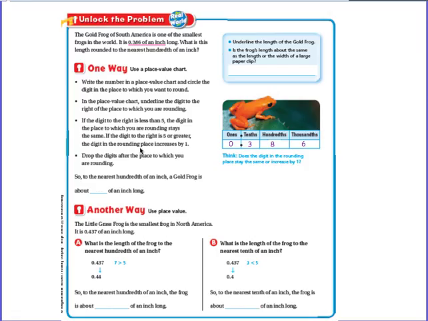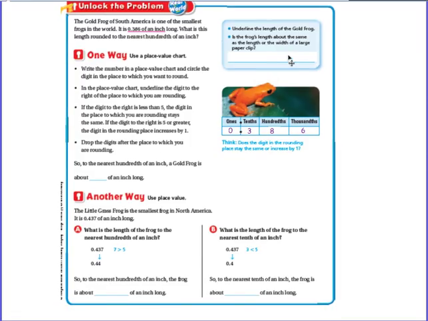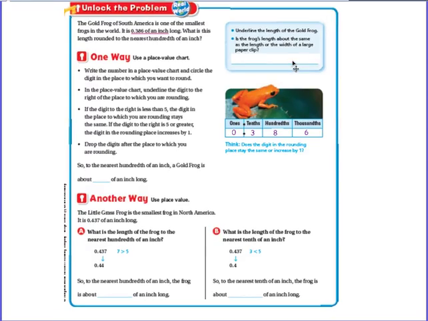Is the frog's length about the same as the length or width of a large paper clip? So if we got out a large paper clip, what would we find out? That it is the same as the width of the paper clip.